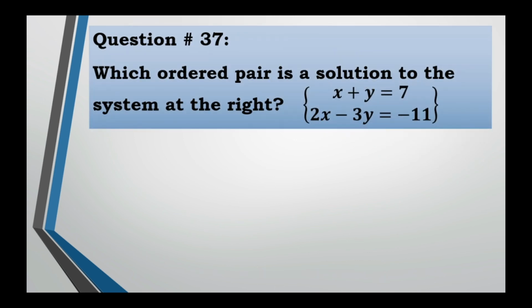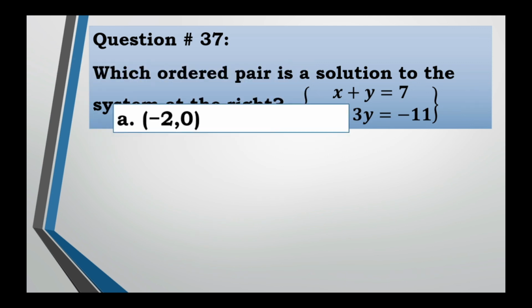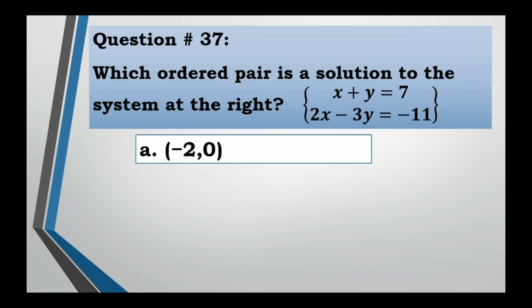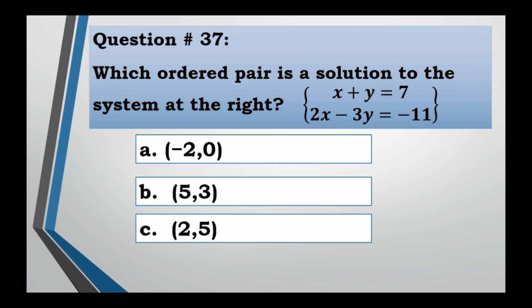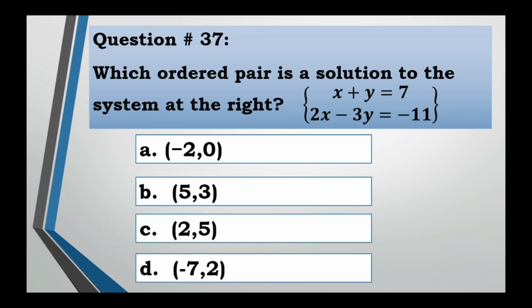Question number 37. Which ordered pair is a solution to the system at the right? x plus y equals 7. 2x minus 3y equals negative 11. Letter A, negative 2, 0. Letter B, 5, 3. Letter C, 2, 5. Or letter D, negative 7, 2.